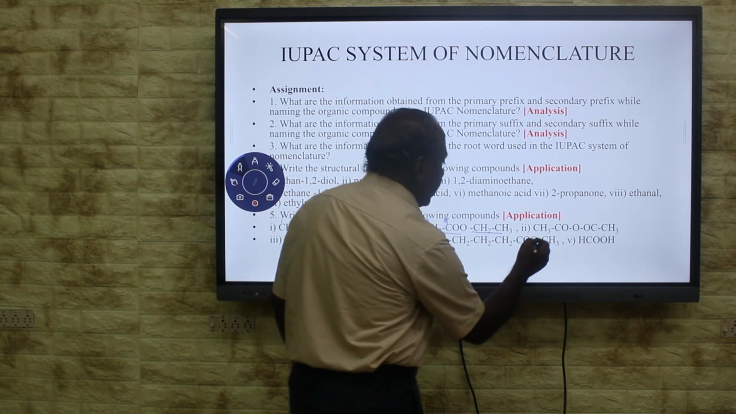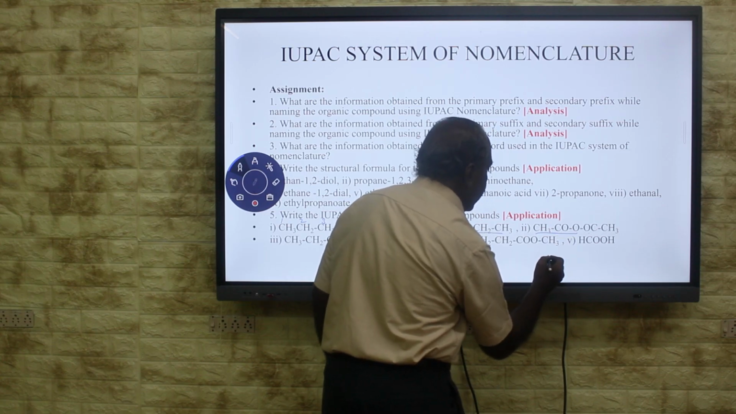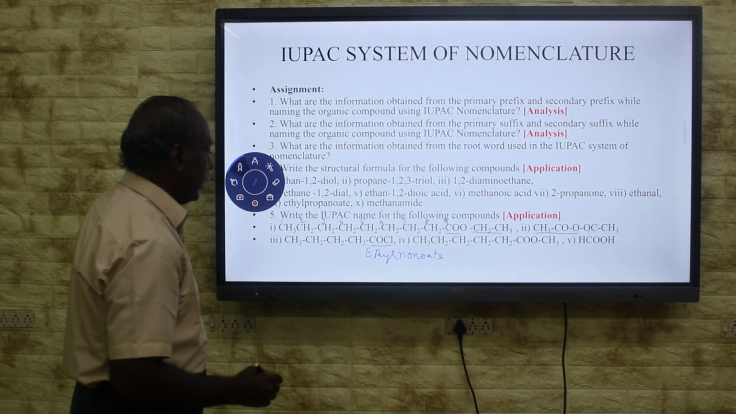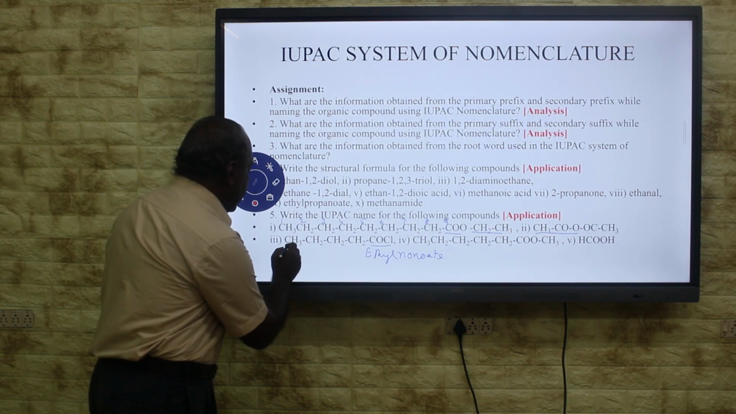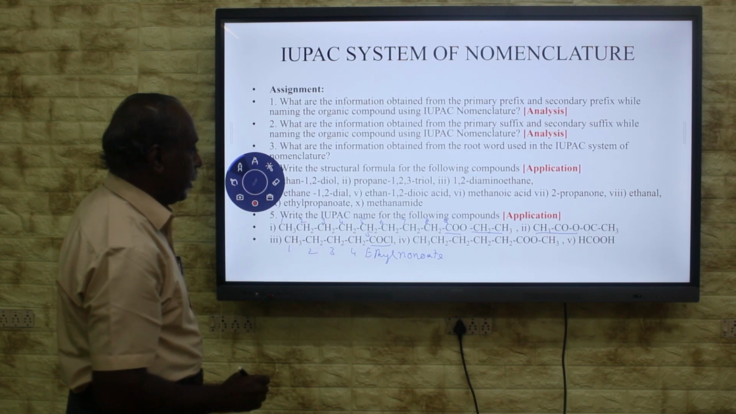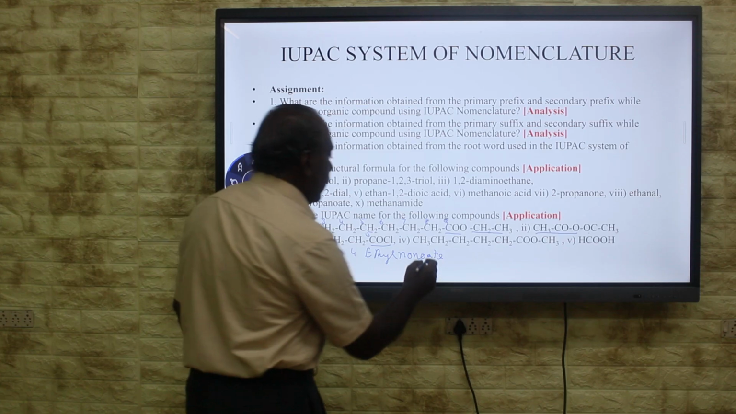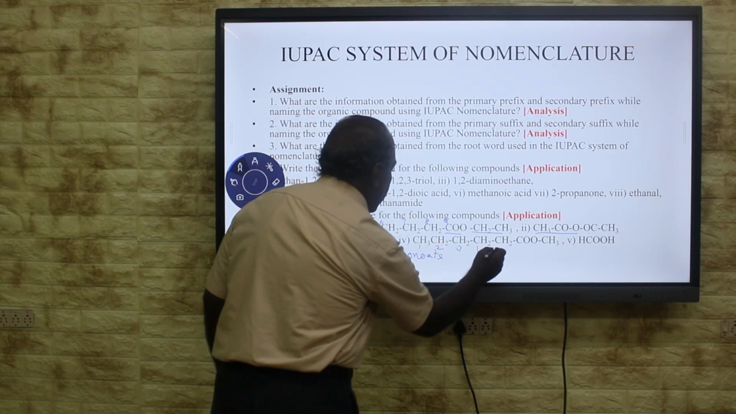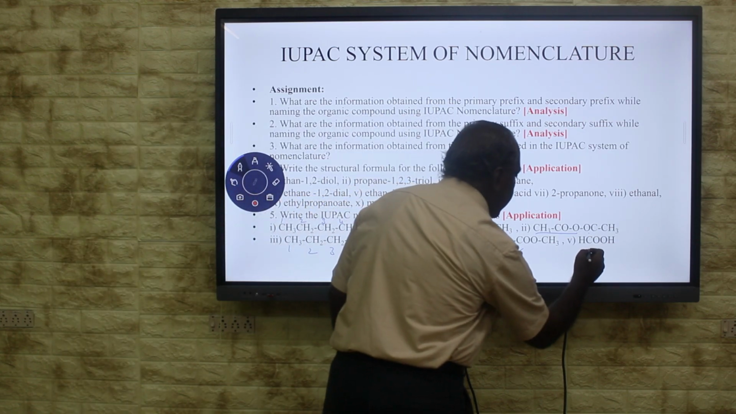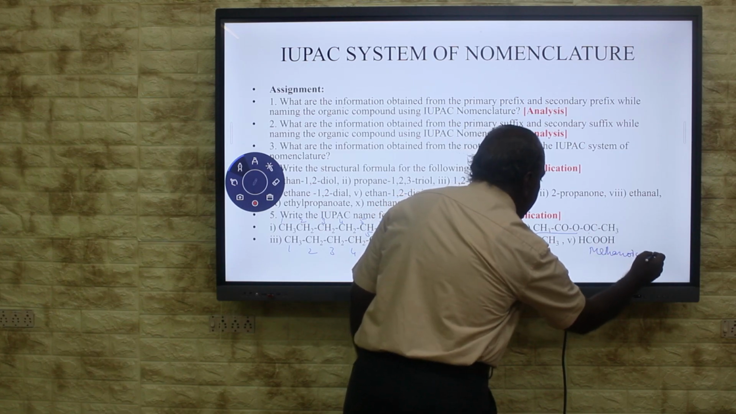Here it is an anhydride, CH3COOOCH3. It is ethanoic anhydride. It is an acid chloride. How many carbons are present there? 1, 2, 3, 4, 5. Pentanoyl chloride. It's an ester: methyl, 1, 2, 3, 4, 5, 6, hexanoate. It's a 1 carbon carboxylic acid, methanoic acid.